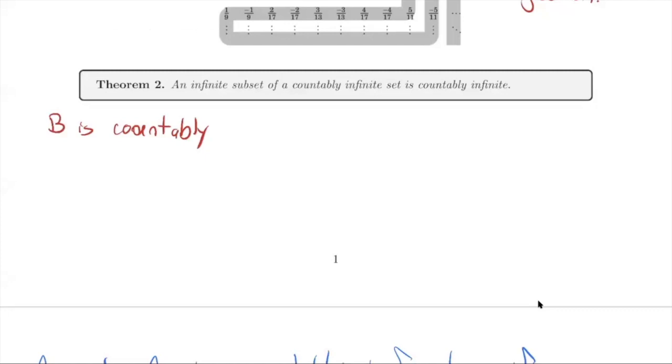So if we have a set B, which is countably infinite, and if A is a subset of B, then what the claim is here is that A is countably infinite. That kind of makes sense, I hope, that if A is a subset of B, there shouldn't be more stuff in A than we have in B.